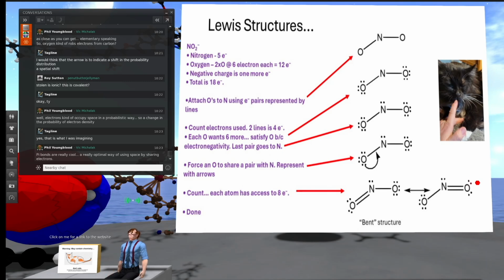Here's another example. I'm doing a lot of examples because the basics are important.